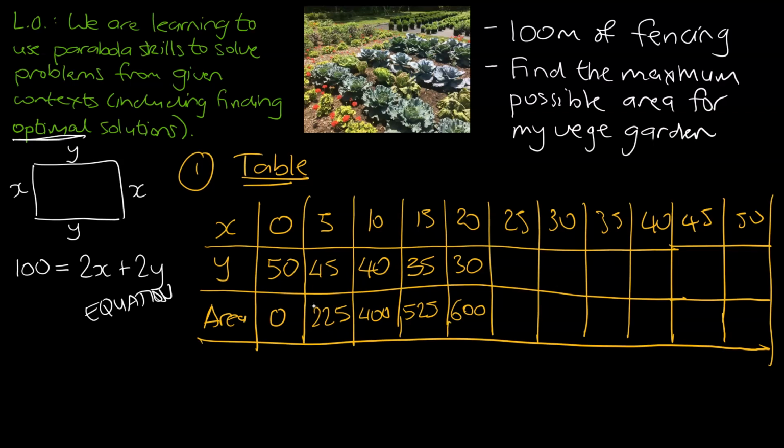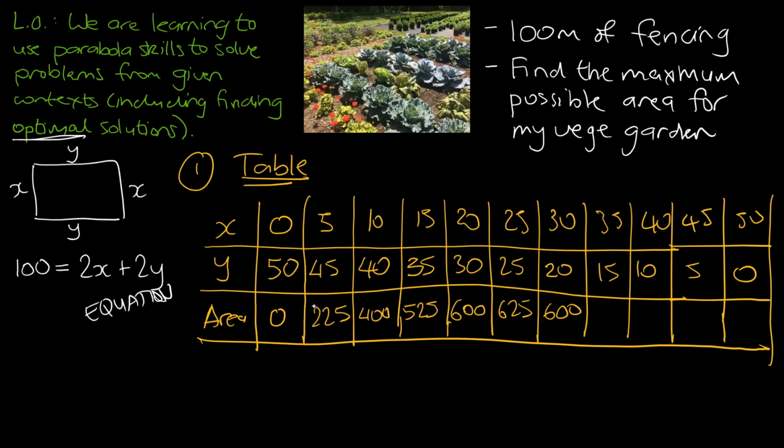We've got 25 for the Y's, also 25 for the X's. And notice there is a pattern with the Y's: the Y's are consistently dropping by 5. So let's carry on with that pattern. We've got 25 times 25. That's 625, so we're still increasing. And then we've got 20 times 30 again, so that's 600. We've already calculated that.